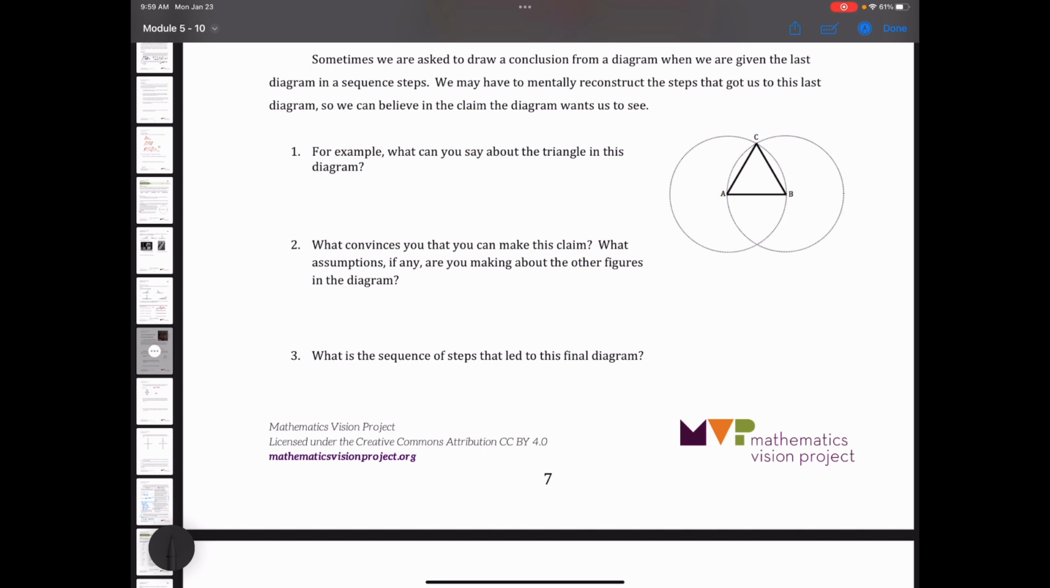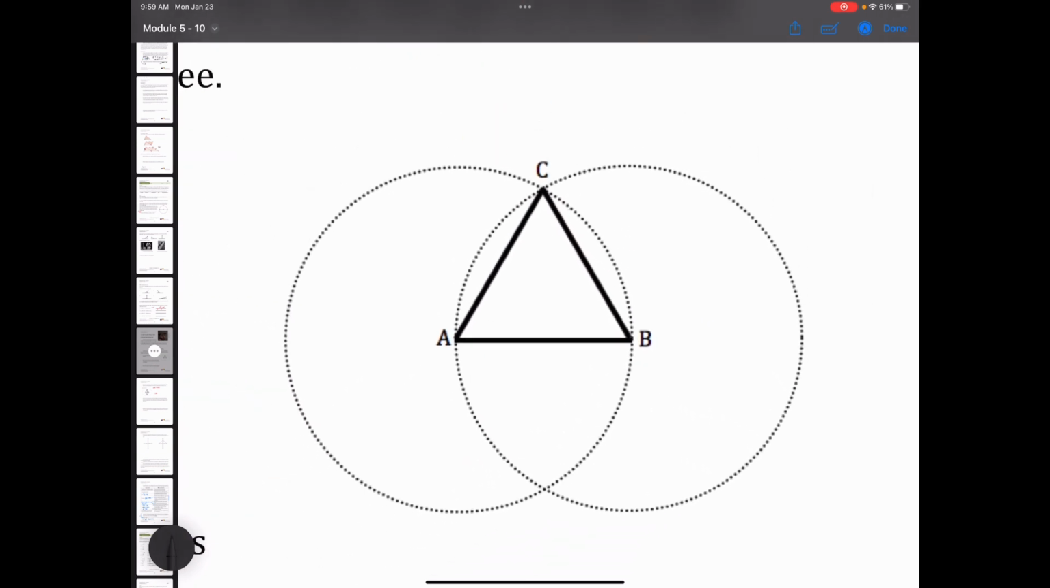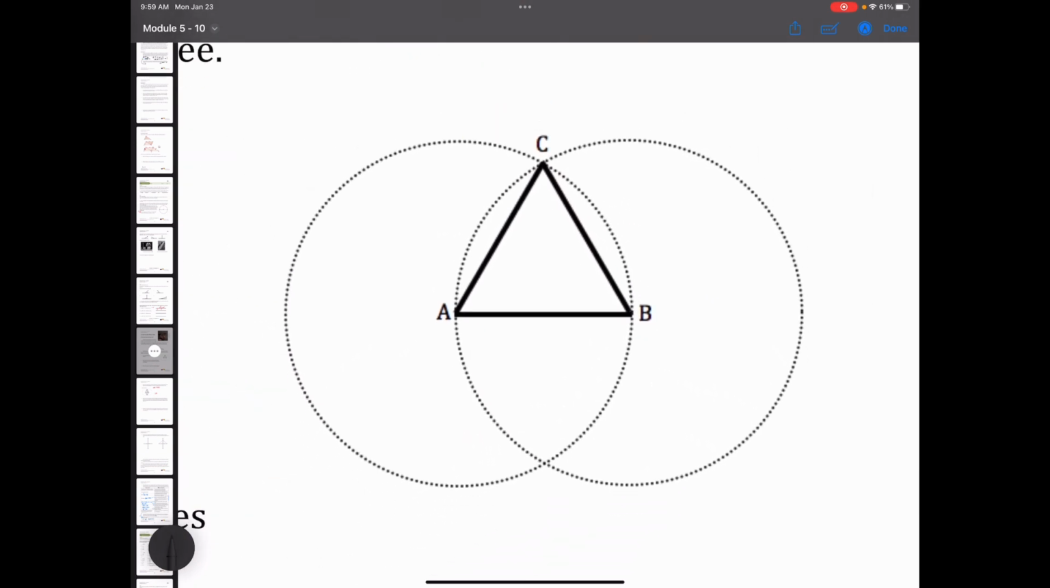Question number 1 says, for example, what can you say about the triangle in this diagram? What do you guys think? What claims can we make about this triangle? Well, okay. William said that it looks equilateral, right? That's what you just said too, Sam. All three sides look the same. As long as those are bisectors, it is equilateral.